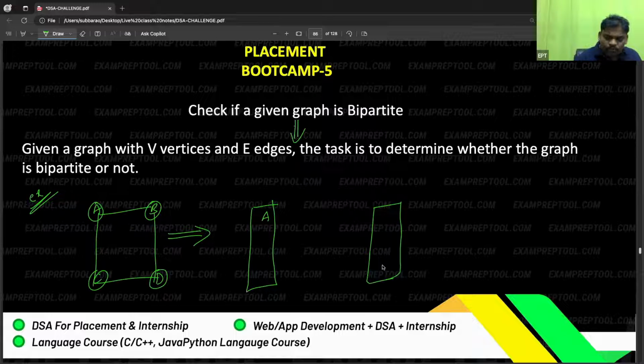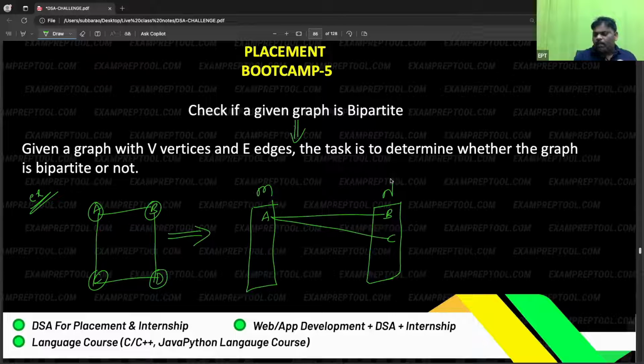Now, when you start with A, who are the adjacent ones? B and C. A adjacent is B, A adjacent is C also. Remember, if A is in the M group, A's adjacent should be in the N group. That is the meaning of bipartite. If you can keep all the vertices like this without any ambiguity, then I can say it is a bipartite graph. A's adjacent people B, C are in another group, so these are completed.